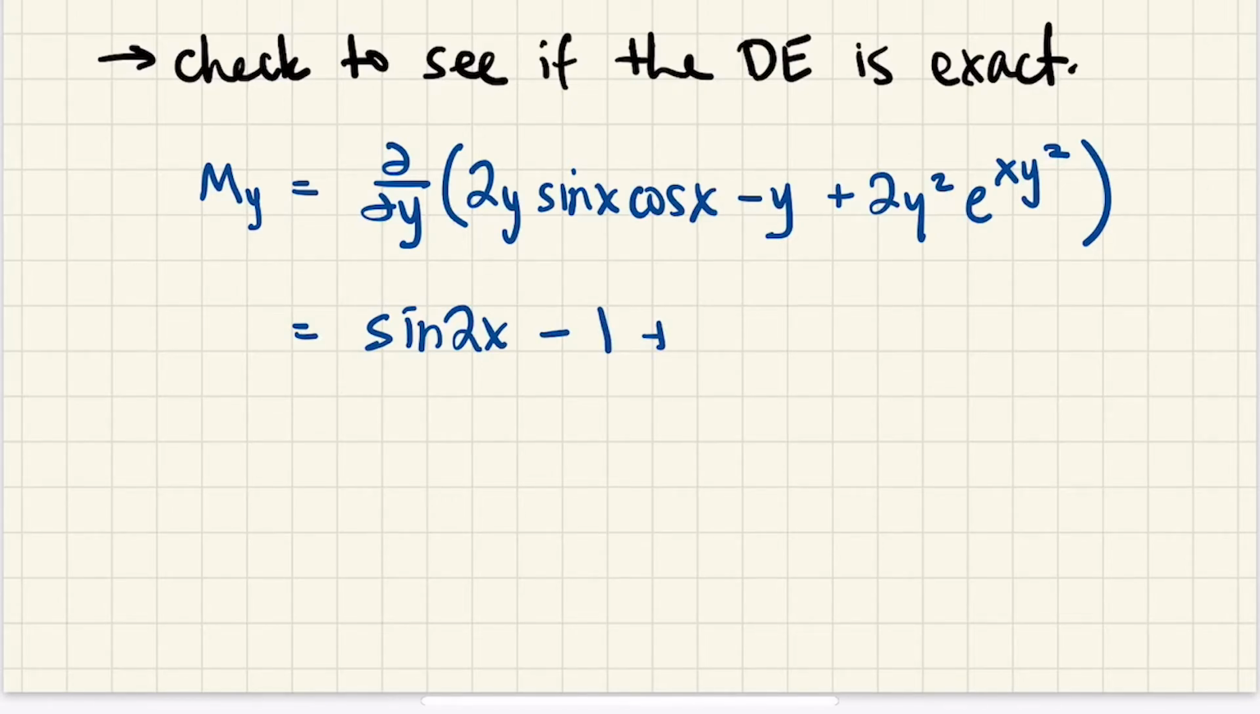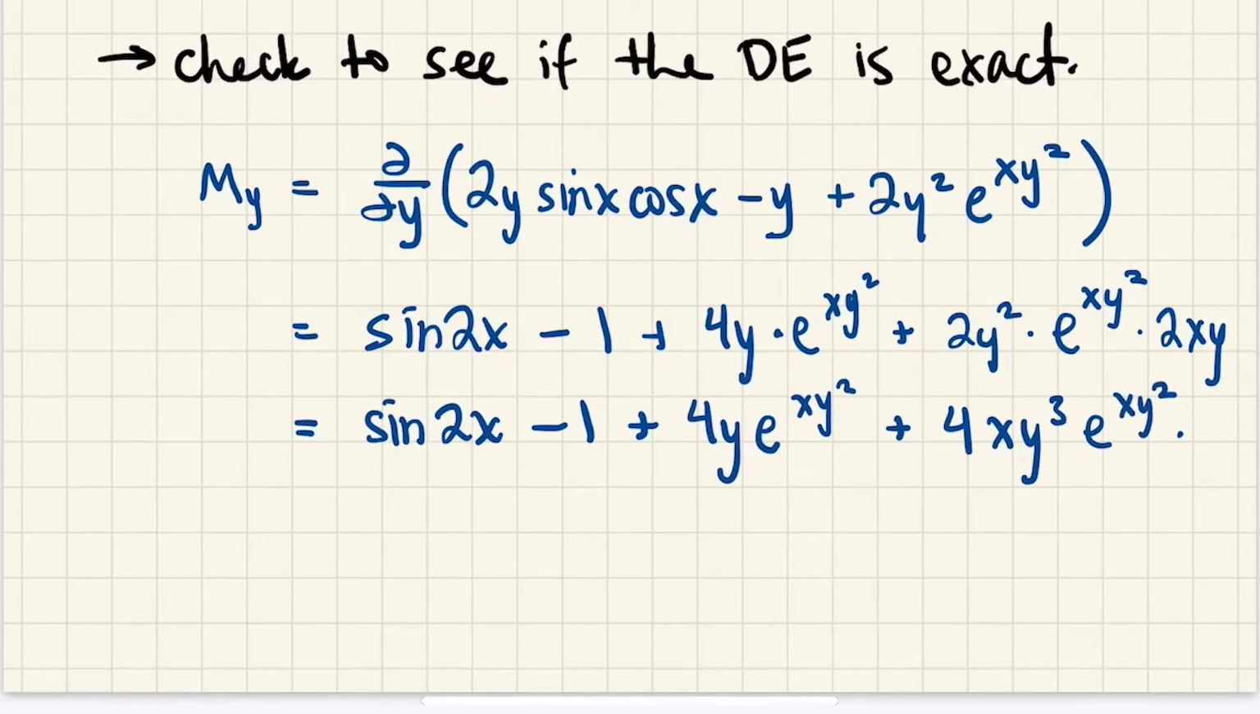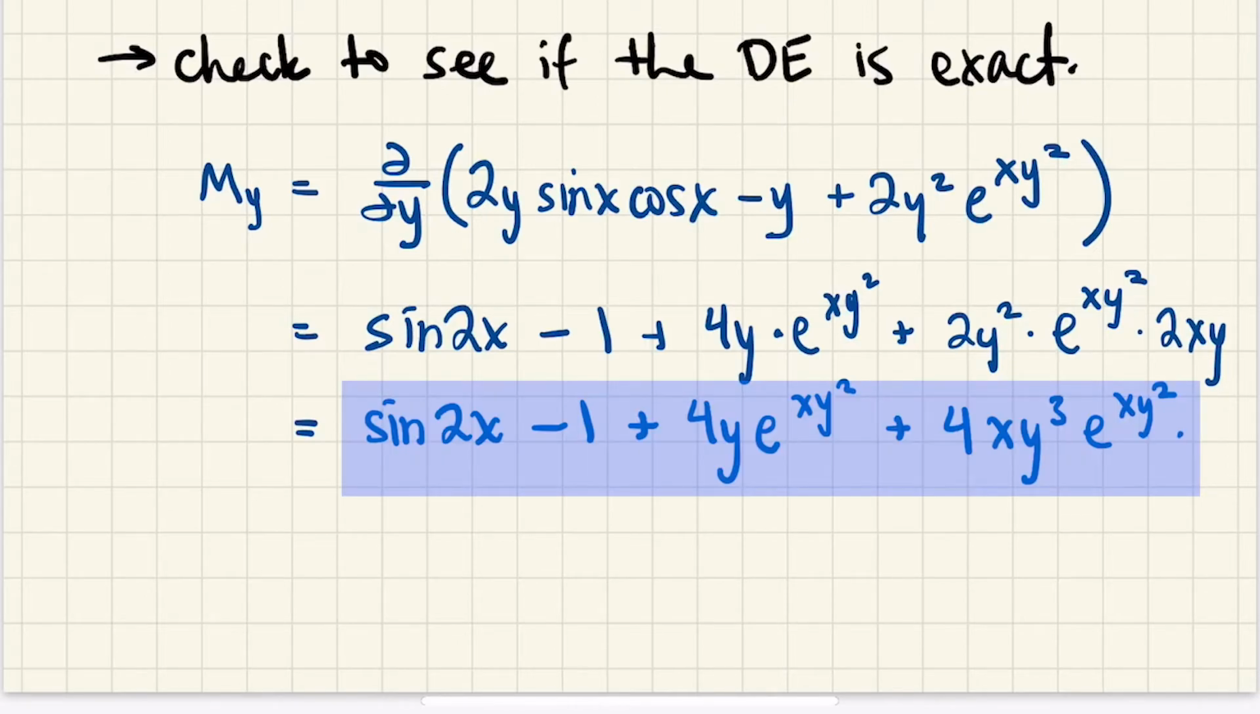And it looks like here we're going to need the product rule. So derivative of 2y squared, that's 4y times this exponential plus 2y squared times the derivative of the exponential. So e to the stuff again, but multiplied by the derivative of the stuff with respect to y, so that would be 2xy. Okay, let's clean this up. Spectacular. Okay, now let's find the partial of n with respect to x, and let's hope that it equals that thing, or hope that it doesn't, because if it doesn't, then we get to just stop, right?